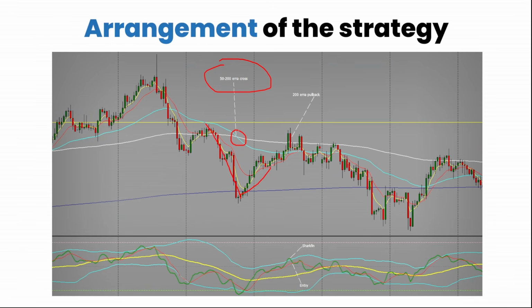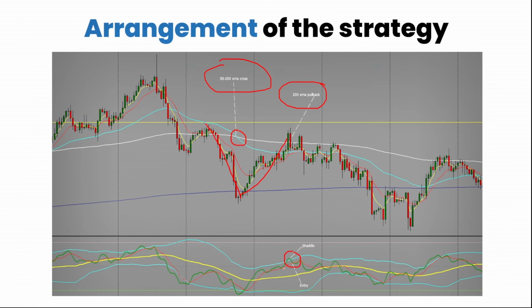And then when the market started to go to the 200 EMA, we now knew that we can get an entry. So when the market pulls back to the 200, that is where we want to see this shark fin being issued when the market is at the 200.